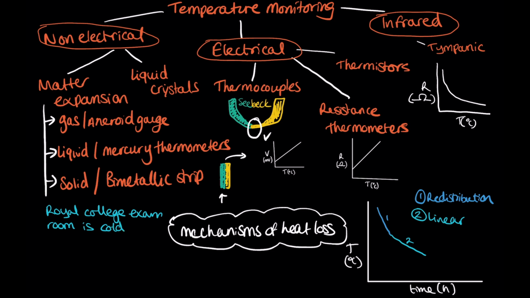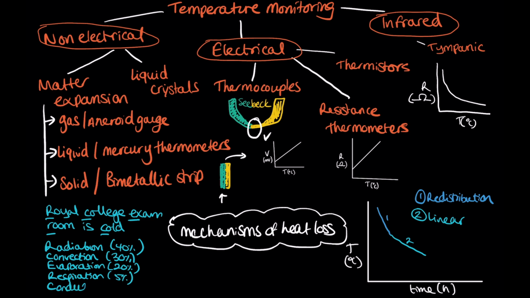The heat loss mechanisms can be remembered very easily with the mnemonic, "The Royal College exam room is cold." Using the first letters of each word in that mnemonic, you've got radiation, which contributes 40% of the heat loss, convection, which represents 30%, evaporation, which represents 20%, and respiration and conduction, which represent roughly around 5% each. Depending on which source you read, respiration and conduction are swapped around, but the examiner should accept any order as long as you have them both at the bottom of the list.